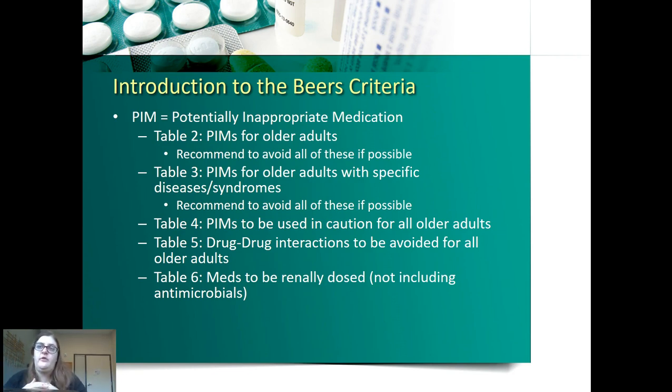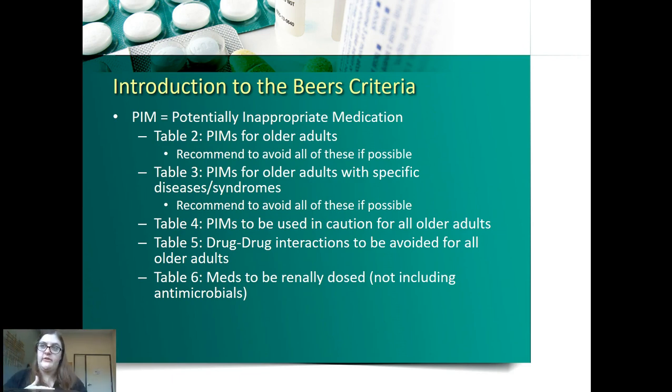Then the next one, you have to know what specific disease or syndrome the person's having, and then look to see if there's potentially inappropriate medications for that. The next table is a little bit less of a warning. They're saying that these are more things to use with caution. So these aren't quite as high priority as the first 2 tables.